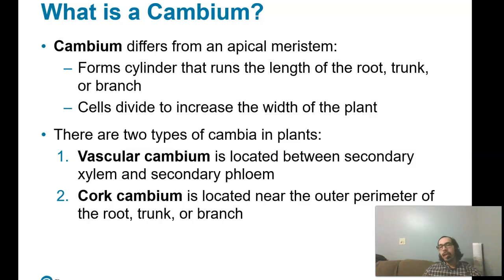So there are two types of cambia in plants. There's the vascular cambia located between the secondary xylem and the secondary phloem. And then there's the cork cambium, and this is located near the outer perimeter of the root, trunk, or branch.